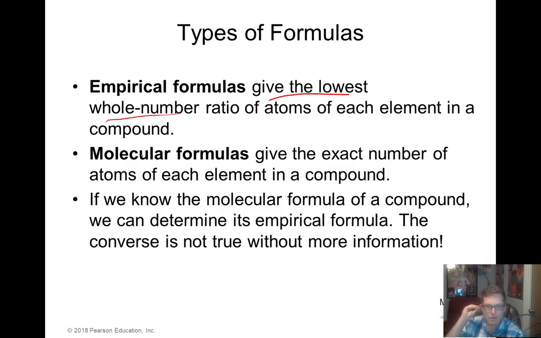Okay, and the empirical formula is really useful because it's really easy to find with lots of different instrumental or experimental results. So we can find the empirical formula relatively easily, but the molecular formula tells us far more about what's actually going on in our molecule. Anytime we have the molecular formula, we can easily find the empirical formula. We just divide by the lowest whole number ratio. However, if we have the empirical formula, we can't necessarily find the molecular formula unless we have a little bit more information to go on.